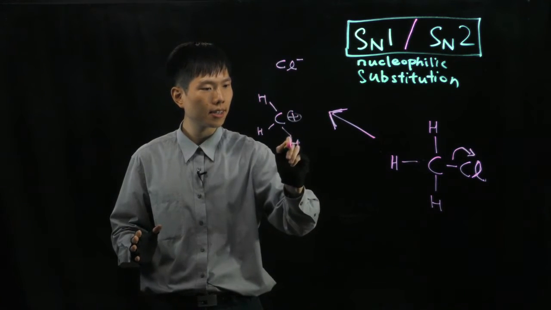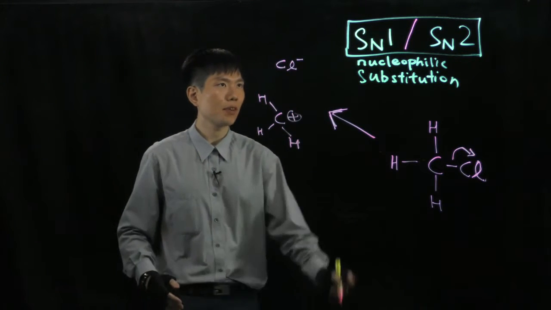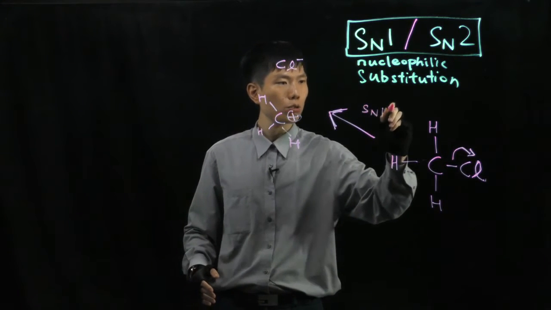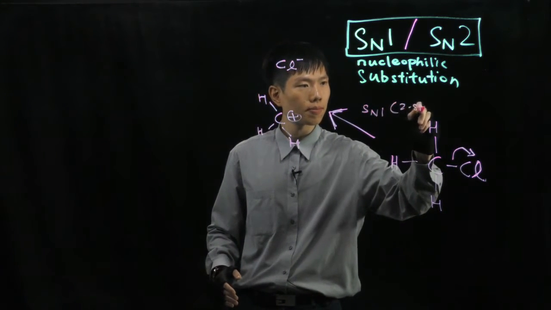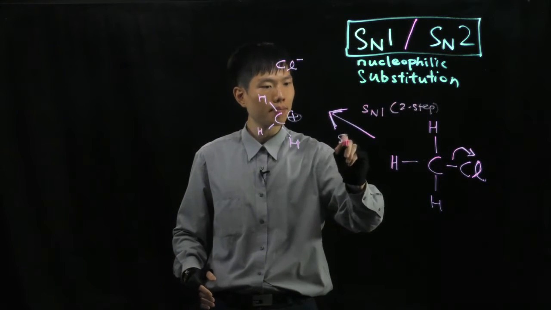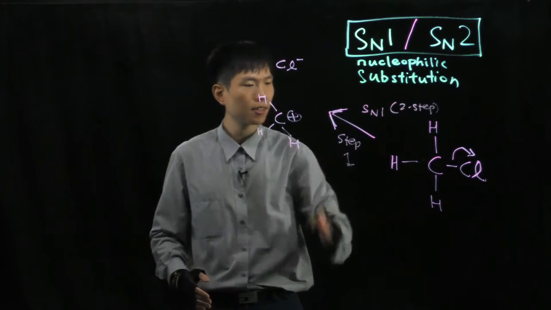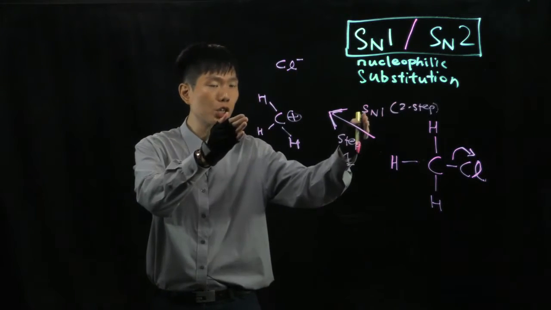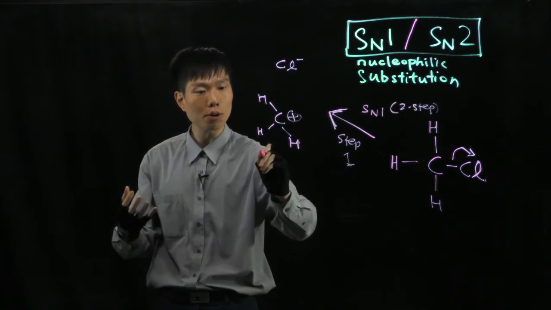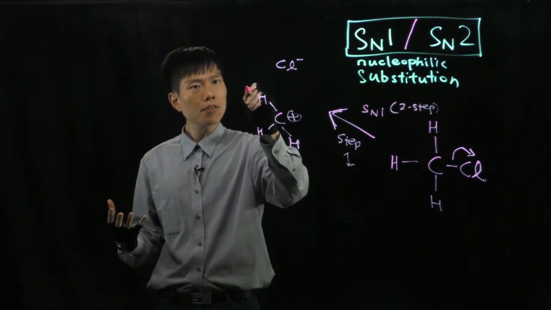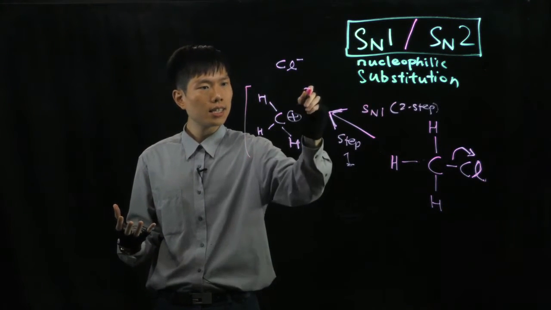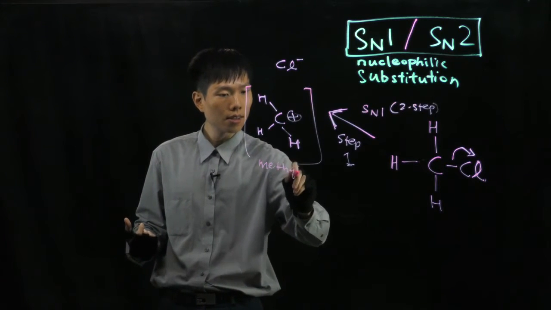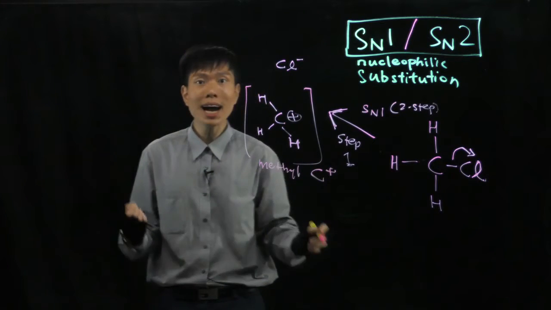Okay? That's the first step for the SN1 reaction. Remember, SN1 is a two-step reaction. So this is just step number 1. Now the thing is, the driving force for SN1 reaction is the formation of a stable carbocation. But if you take a look, in this case, this cation here is a methyl carbocation. A methyl C+ is very unstable.